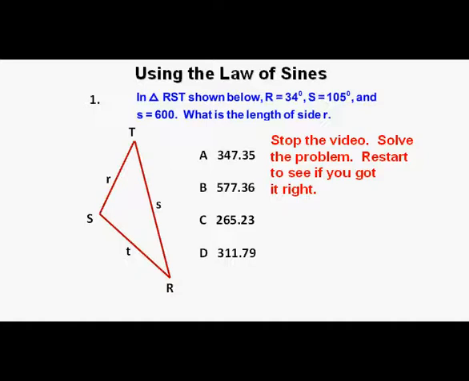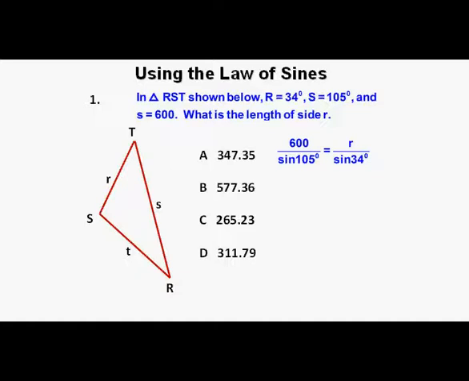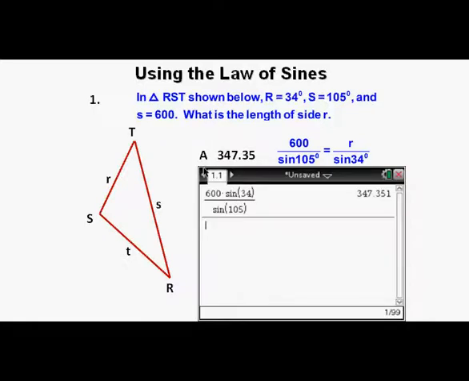Here's the setup. We have 600 over the sine of 105 degrees equals R over the sine of 34 degrees. When we cross multiply by the sine of 34 degrees, this is what we get, about 347.35 units in length. And we circle our correct answer, A.